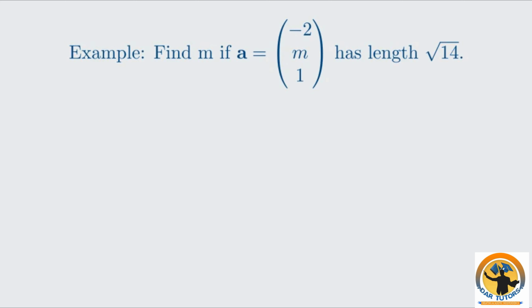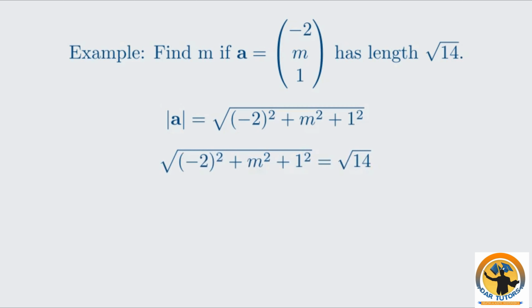We'll start by writing down the magnitude formula for vector A. The magnitude of A is the square root of -2 squared plus m squared plus 1 squared. We are given that this magnitude is equal to the square root of 14. So, we can set up the equation. The square root of 4 plus m squared plus 1 equals the square root of 14.